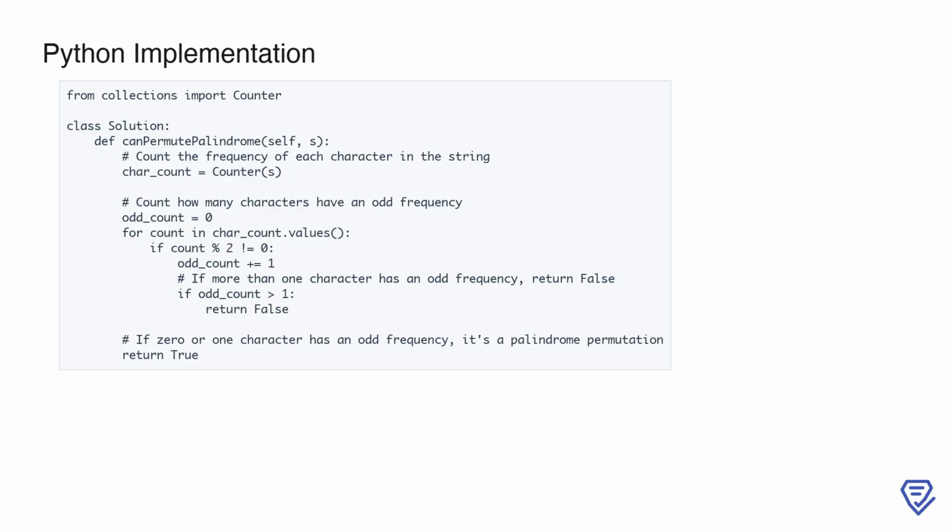Key edge cases. 1. Empty string. An empty string is trivially a palindrome, so the function returns true. 2. Single character. Any single character string is a palindrome, so it also returns true. 3. Multiple odd frequencies. Strings like "abc", all unique characters, will return false. This solution is efficient, concise, and handles all edge cases effectively.